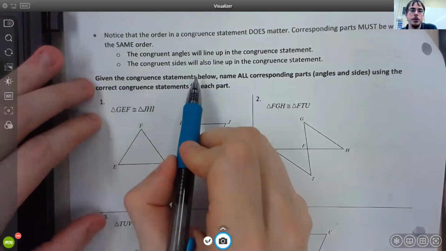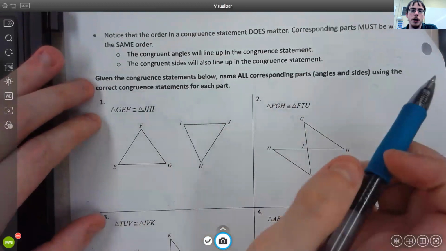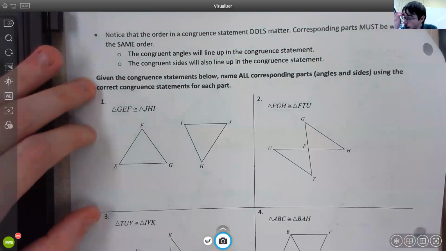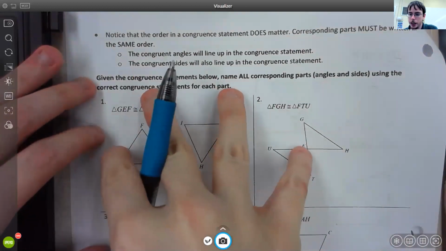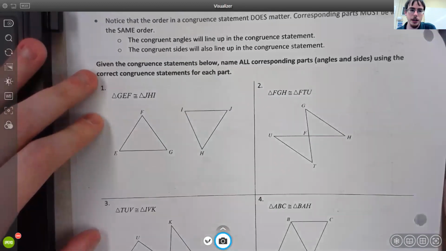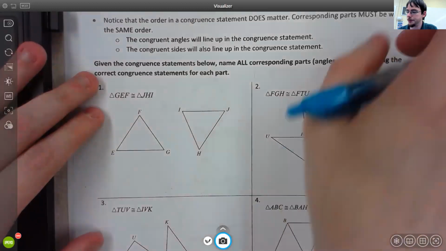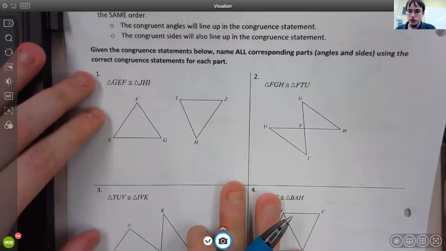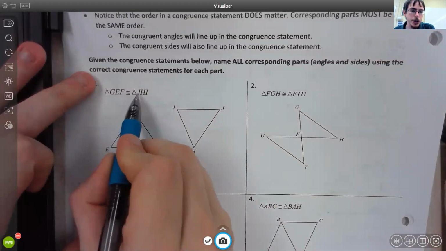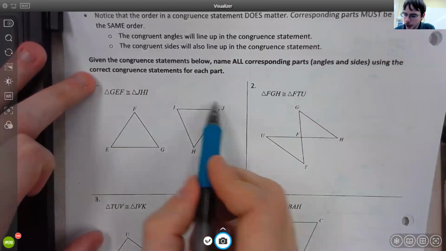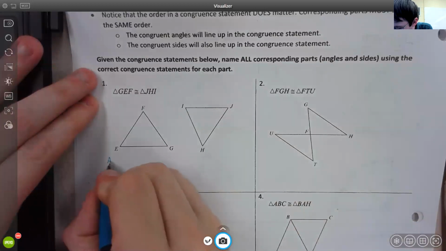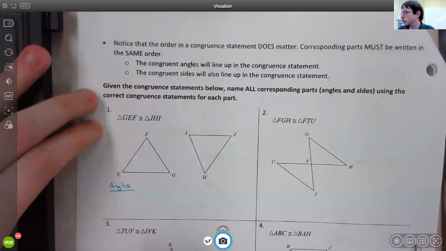So given the congruent statements below, name all corresponding parts using the correct congruent statements for each part. So we're going to do these three, and then you guys can do 4 through 6 on your own and check it with the included set of notes, okay? So number 1, triangle GEF is congruent to triangle JHI. Now these have no shared points. So all we're looking at here is your positions.